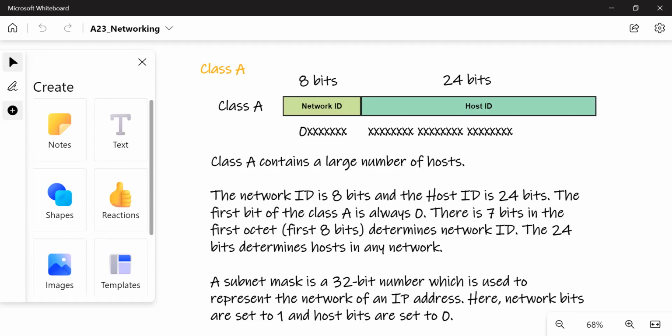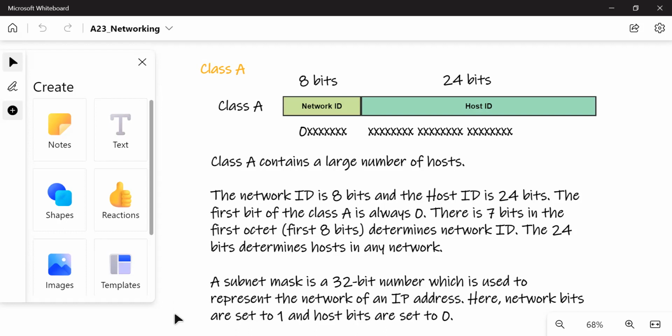Right. Now, when we talk about class A, one thing you need to remember is it can contain a large number of hosts because we are allocating 24 bits for this. So the network ID is 8 bits and for the host we have 24 bits. That is the first thing that you need to remember.